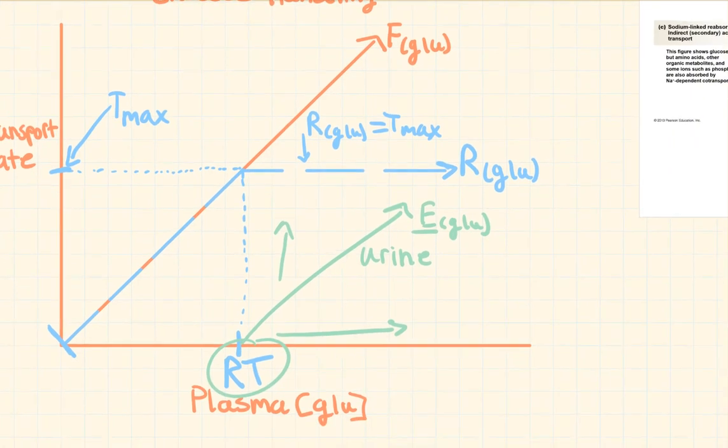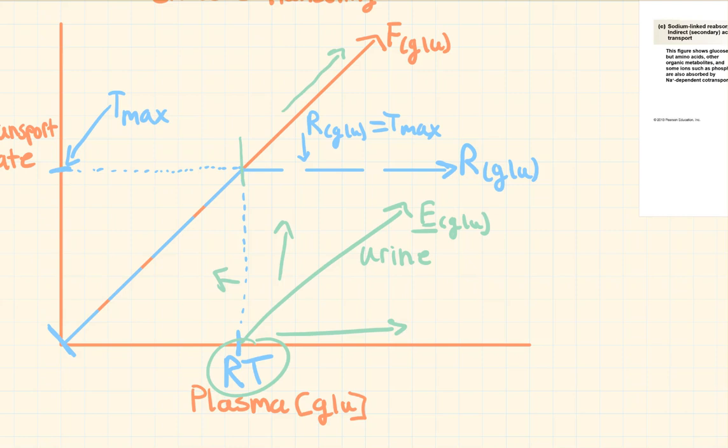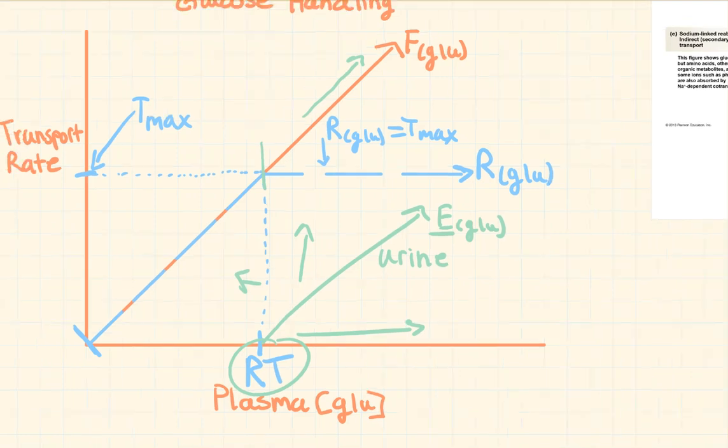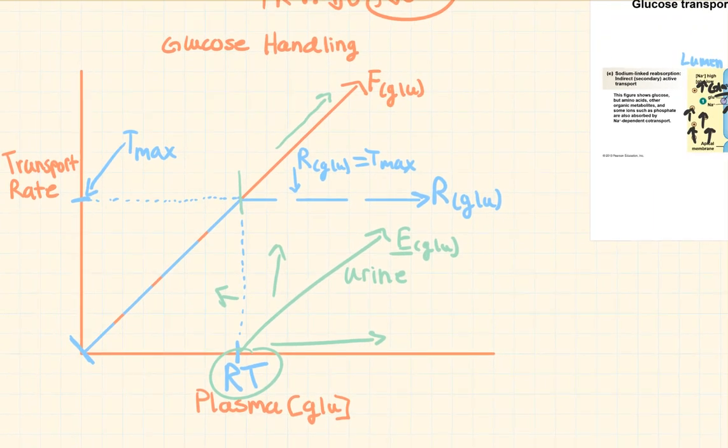Because before the renal threshold, on this side of the graph, every bit of glucose that we filtered in, we reabsorbed. But now, once you pass the renal threshold, even though we're filtering in more glucose, we are not reabsorbing all of it. We have reached this transport maximum for glucose. All right, so hopefully that made sense.